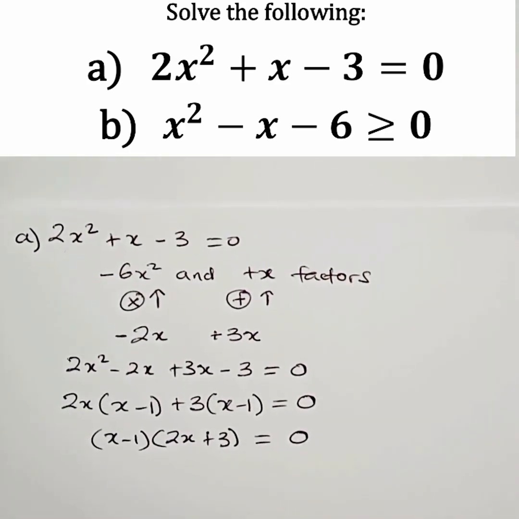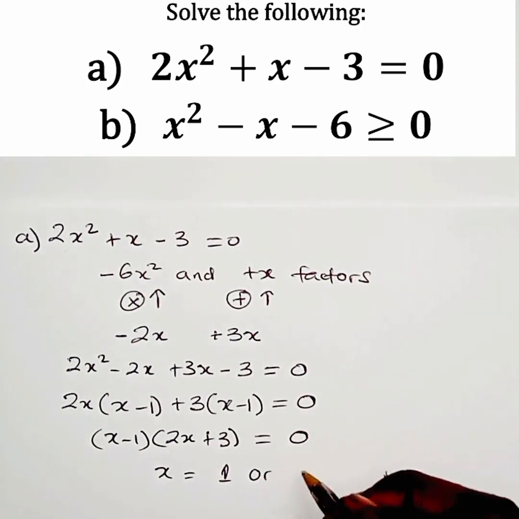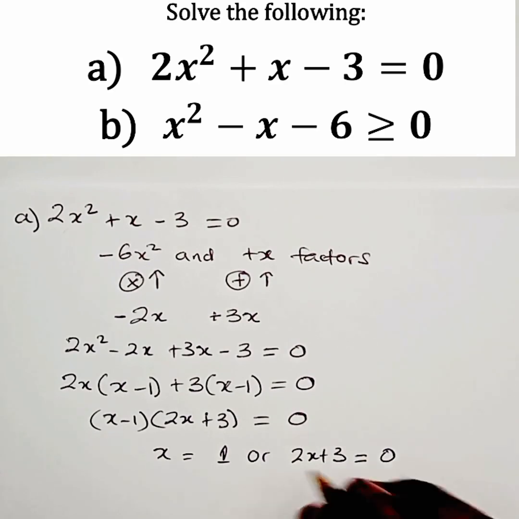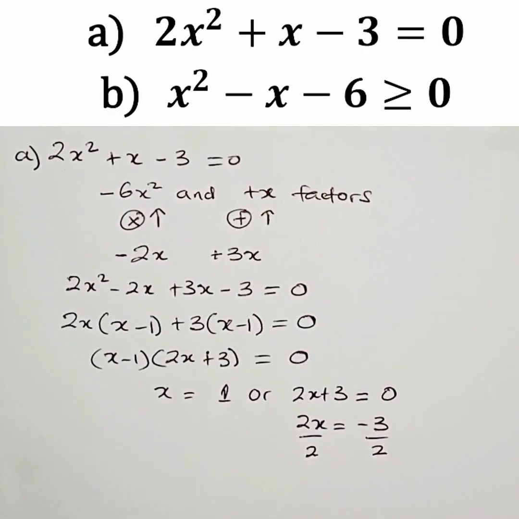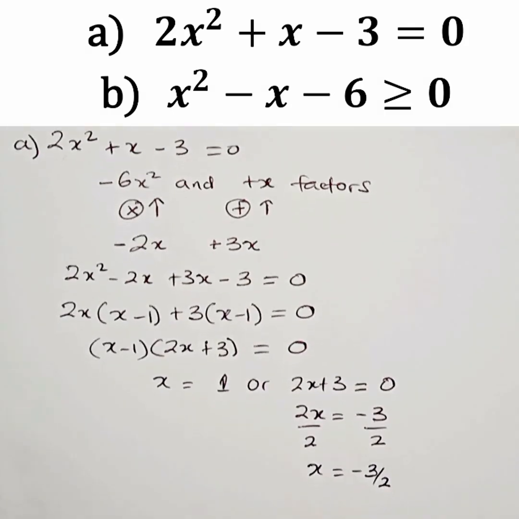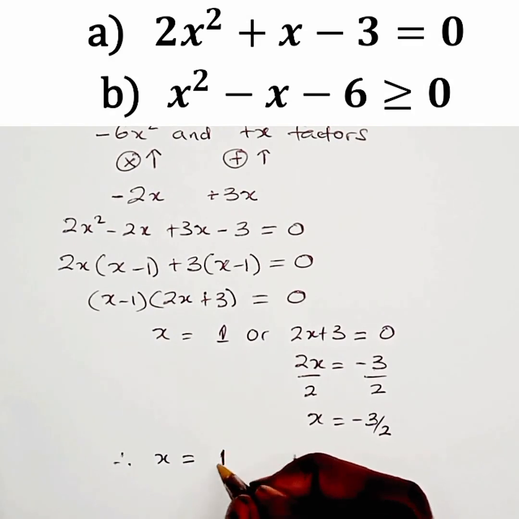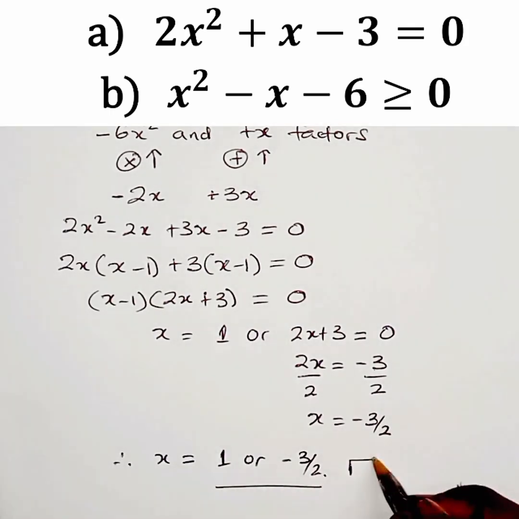Now you're going to solve that equation. So you're going to say x is equal to 1 or 2x plus 3 is equal to 0. Now you can solve this other part. You have 2x is equal to minus 3. You divide by 2, you divide by 2. Then you're going to have x is equal to minus 3 over 2. So now we can say, therefore, x is equal to 1 or minus 3 over 2. That's the answer for that part.